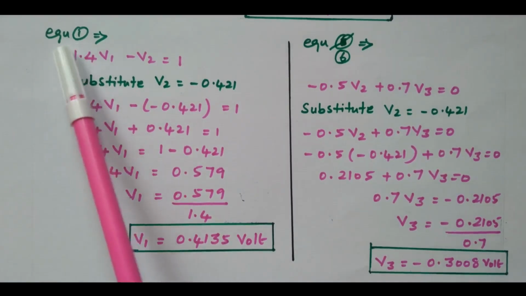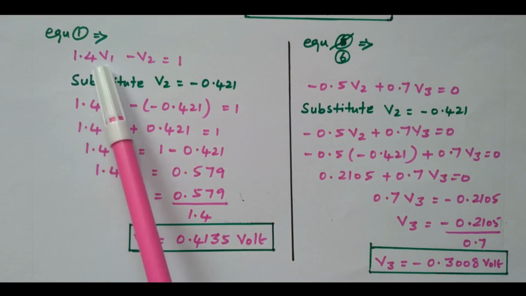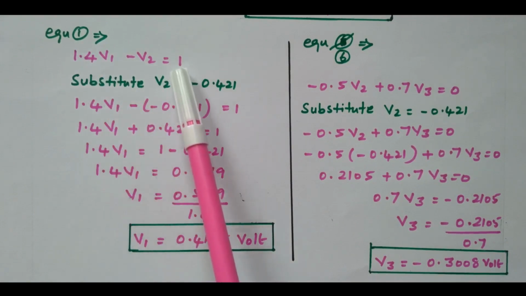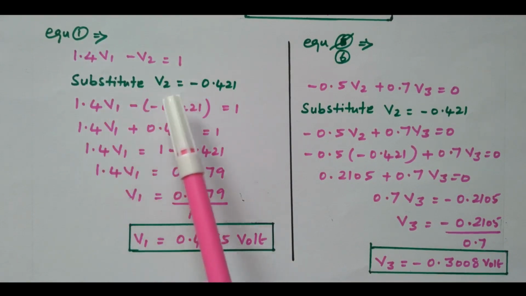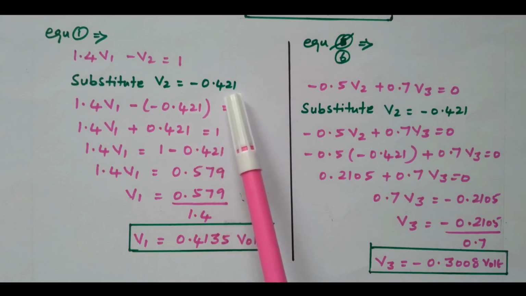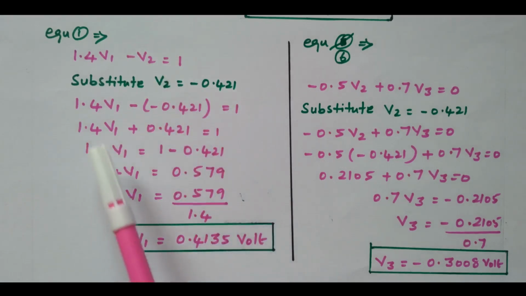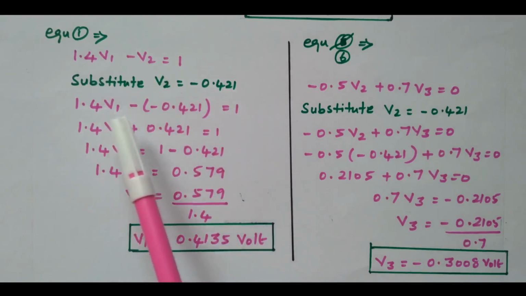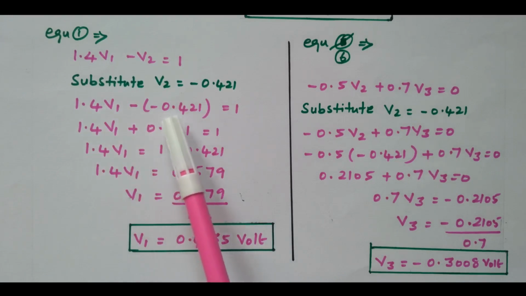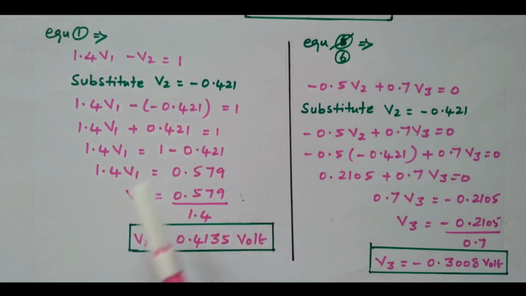I will take equation 1: 1.4 V1 minus V2 equal to 1. Now we know the value V2, V2 equal to minus 0.421. So we will substitute here: 1.4 V1 minus of 0.421 equal to 1.